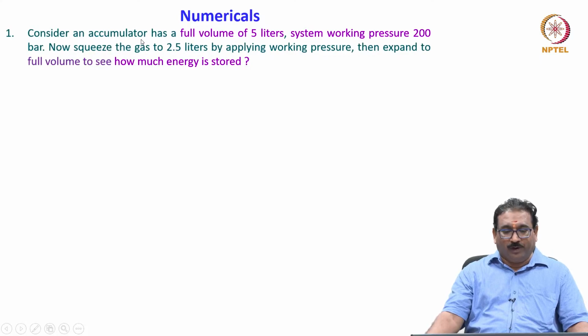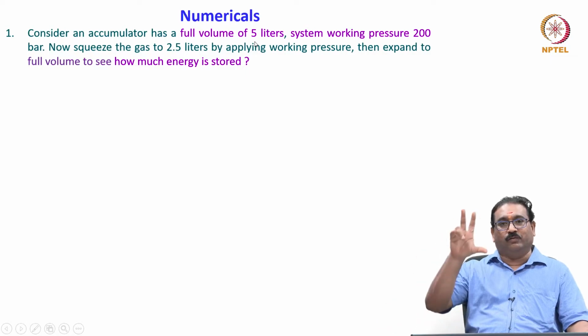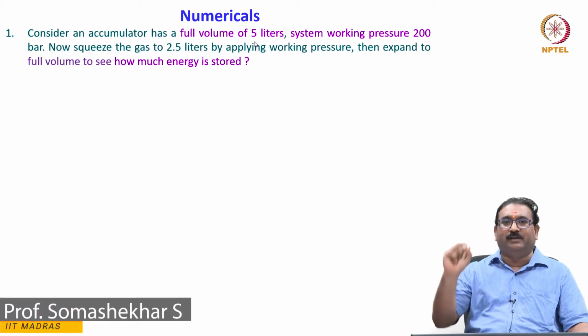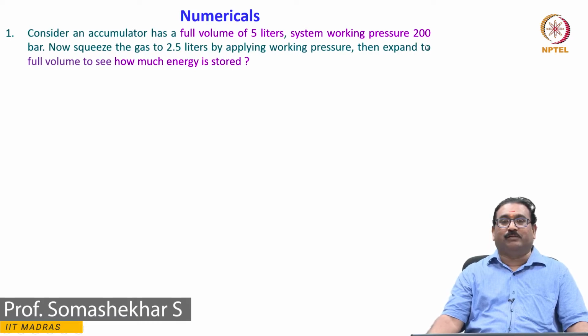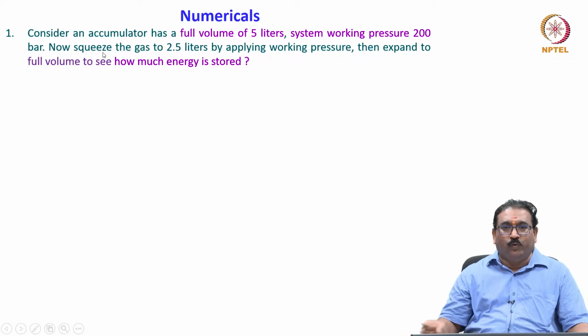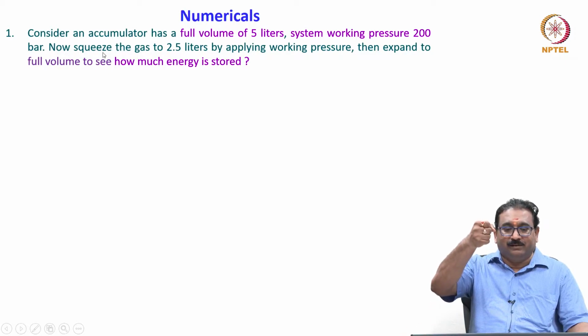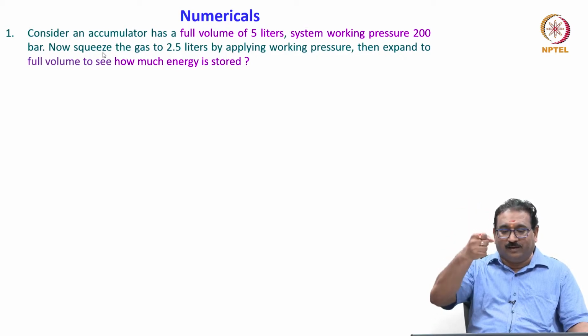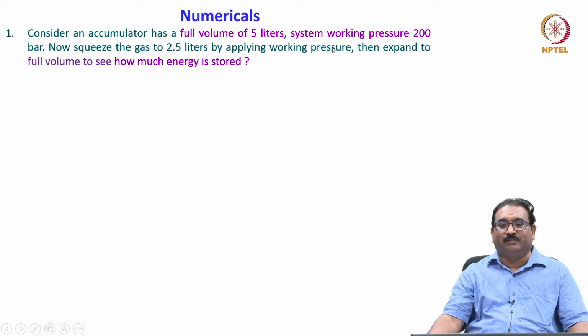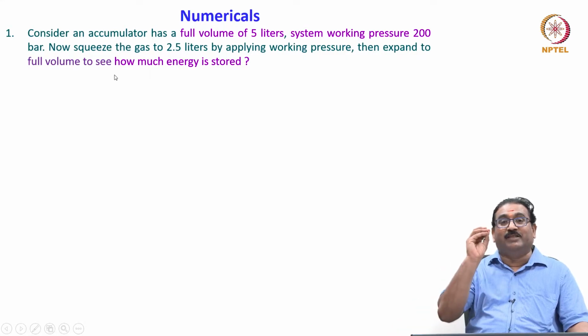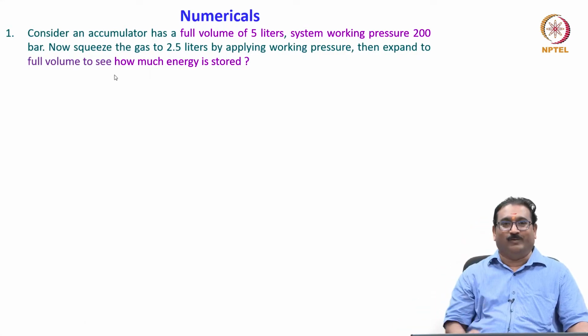Consider an accumulator has a full volume of 5 liters. The full capacity of the accumulator is 5 liters. System working pressure 200 bar. Now squeeze the gas to 2.5 liters, meaning exactly half. I am squeezing by applying the working pressure. Then expand it to full volume to see how much energy is stored. W you have to calculate.